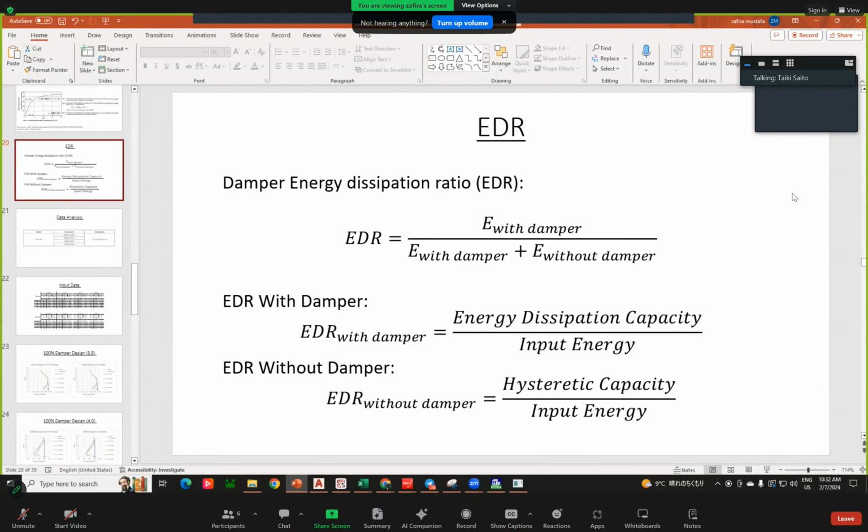So, this energy with damper, is it different from ADR with damper? It is the same? Same. Yes. So this is the total of these two. This is the bottom one.